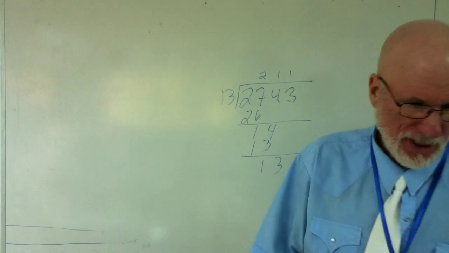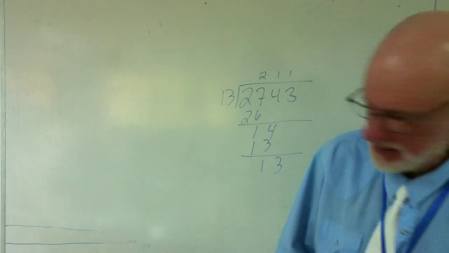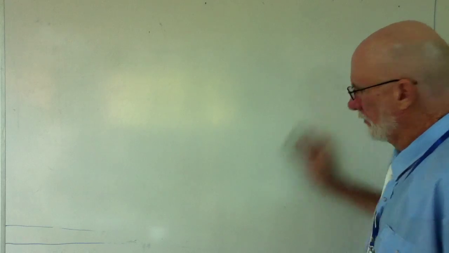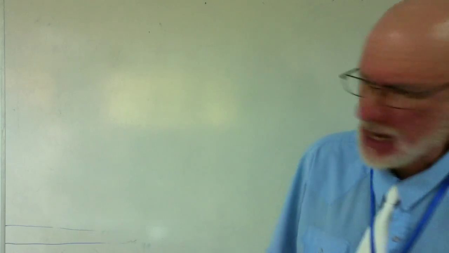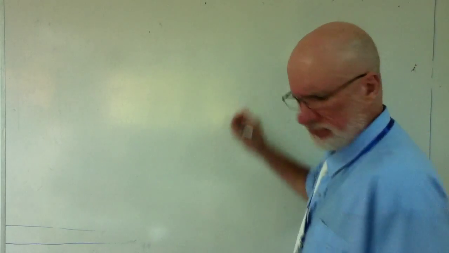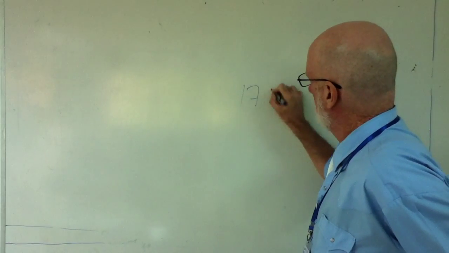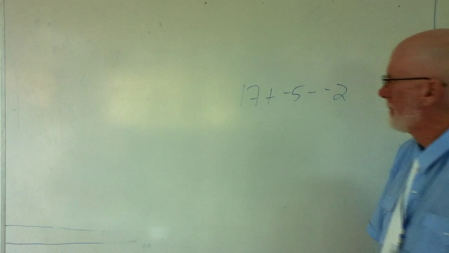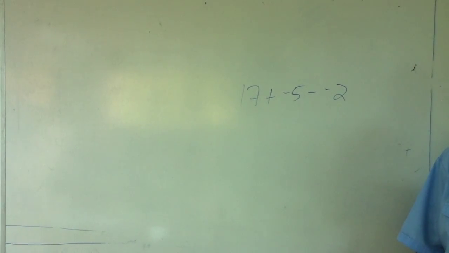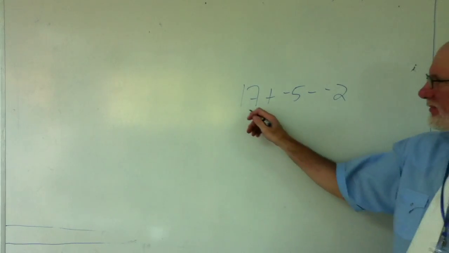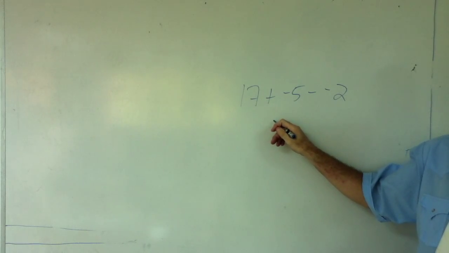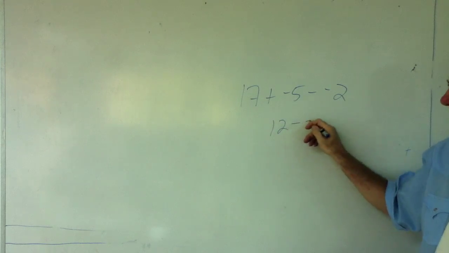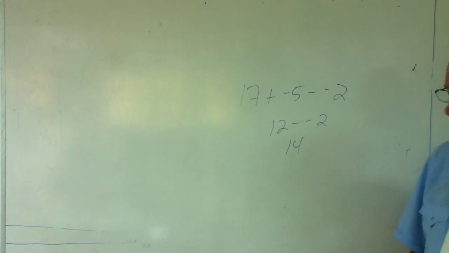Okay. All right, we're almost done, guys. All right, number 17. This was a long quiz, wasn't it? Let's say 17 plus a negative 5 minus a negative 2. What's that? What's 17 plus a negative 5? 12 minus a minus 2. 14. Is that right? All right.